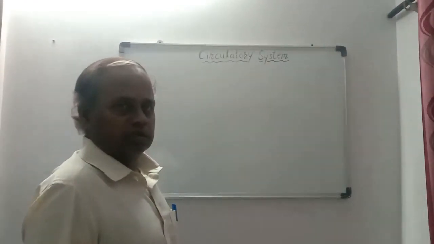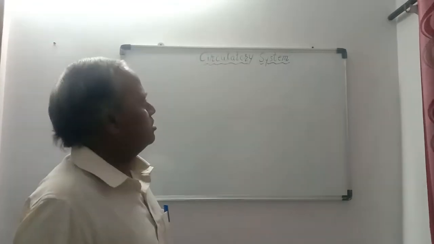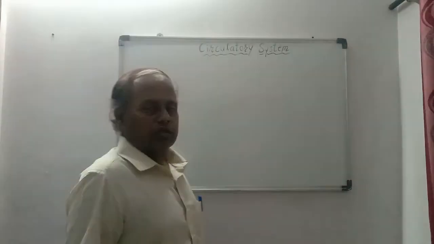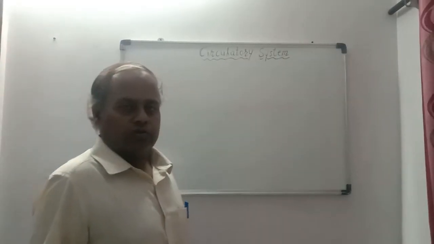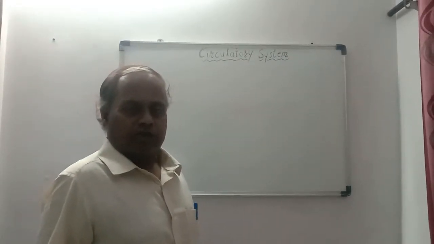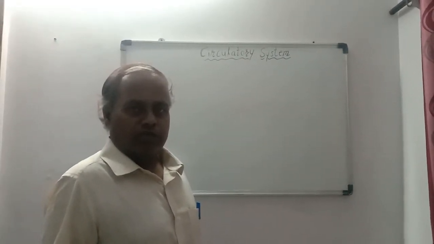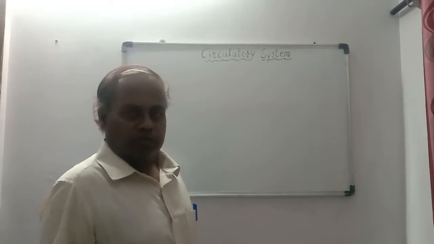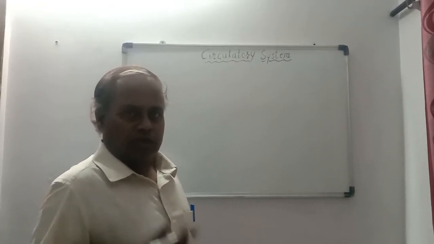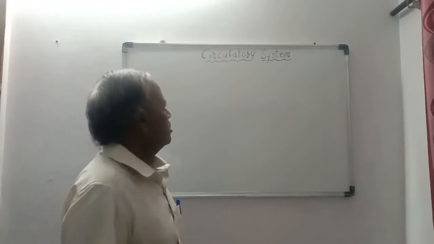Okay, so what is the role of circulatory system? The role of circulatory system is to take oxygen and nutrients to various parts of the body and take out carbon dioxide from the blood.